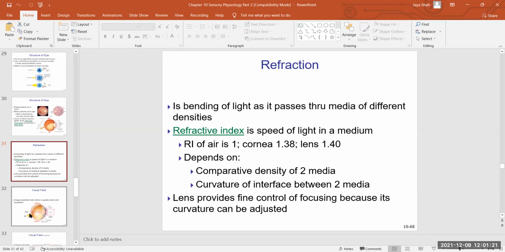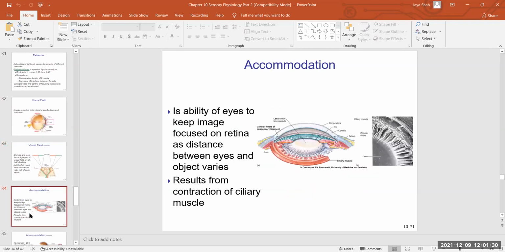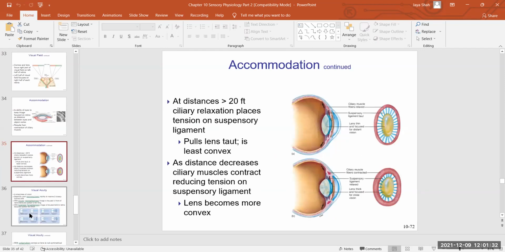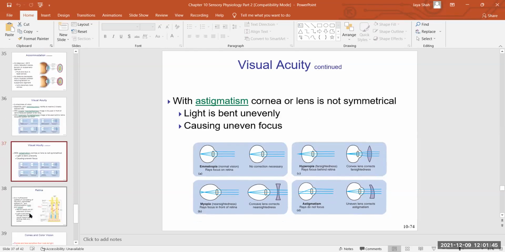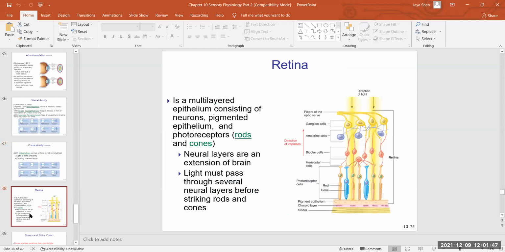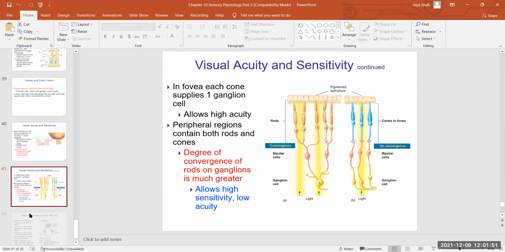What is refraction? And how does the refractive index change when the medium changes? Accommodation, what is it? Which structure does that? Then visual acuity and the visual defects, hyperopia, myopia, and astigmatism, and their correction. Okay. Cones and their function, rods and their function.